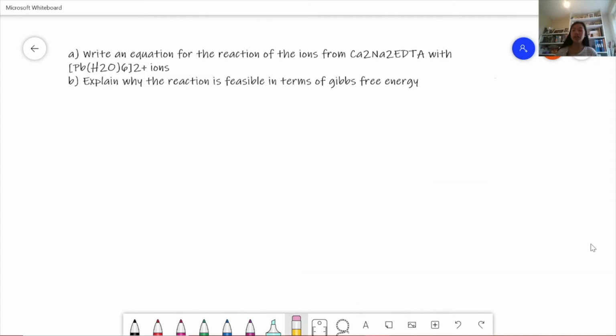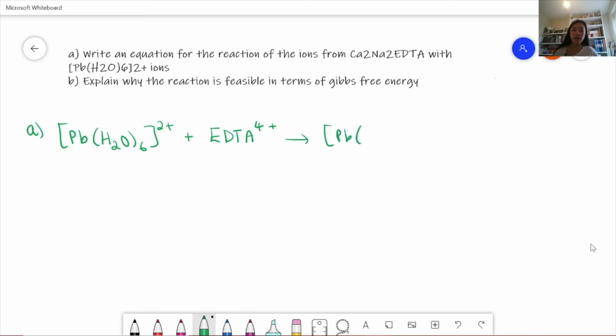So now we're going to have a look at a question, and it's to write an equation for the reaction of the ions from Ca2 Na2 EDTA with [Pb(H2O)6]2+ ions. So what we have is these lead 2+ ions, and we add some EDTA to it. So I'm just going to write the EDTA ion, and so this will form Pb EDTA because a ligand substitution is happening. So all the waters have been substituted for one EDTA. And so this now has a 2- charge, and then we have the 6 waters taken out. So this is the simplest equation that we can write.